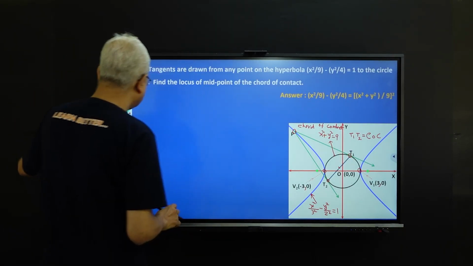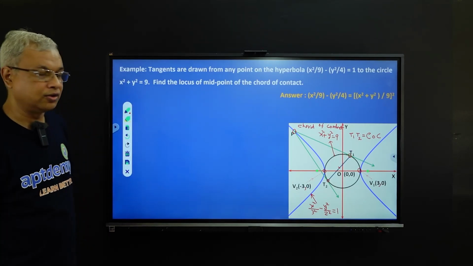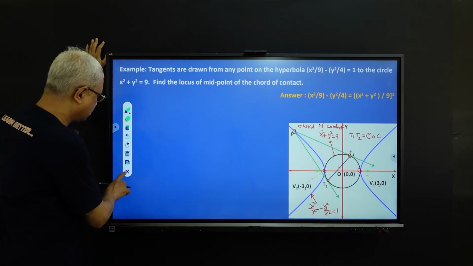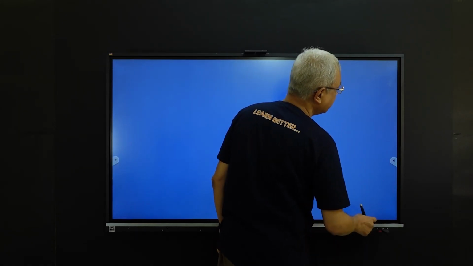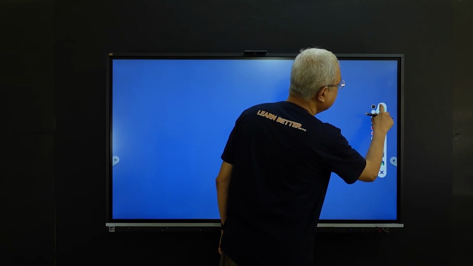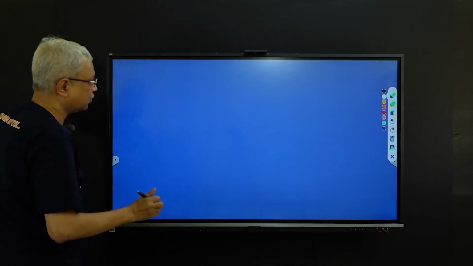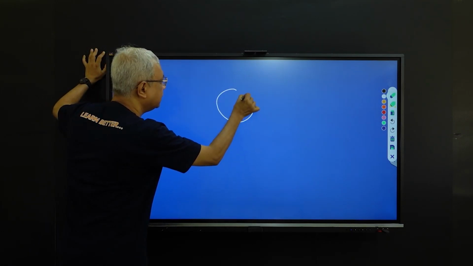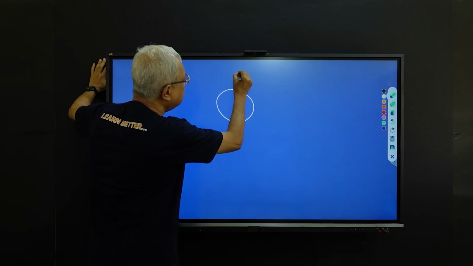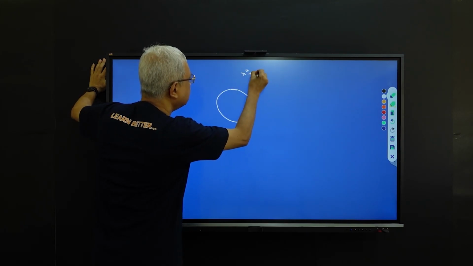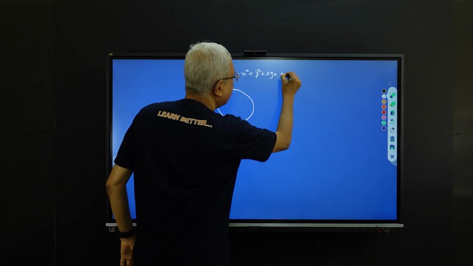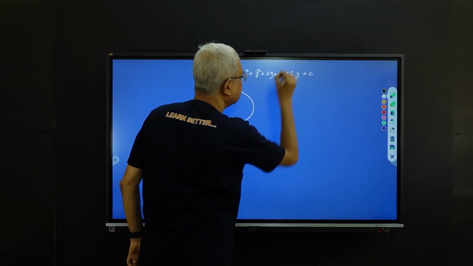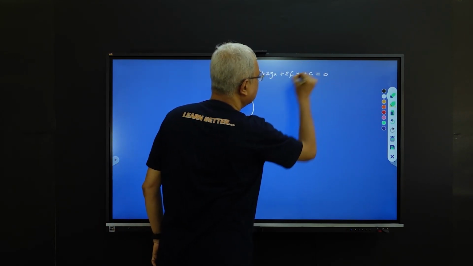Now for that let us do some background work of coordinate geometry that is very useful. So let us talk about the chord. Let us try to find out the equation of chord of contact, how it can be done. I hope it will be very useful for you. So this is a circle. This is a general circle whose equation is x square plus y square plus 2gx plus 2fy plus c equal to 0.